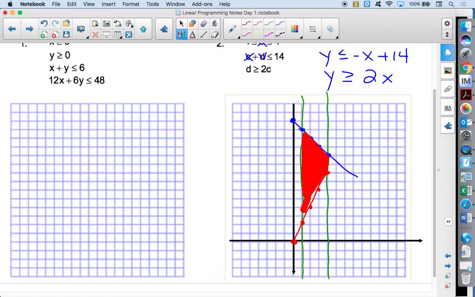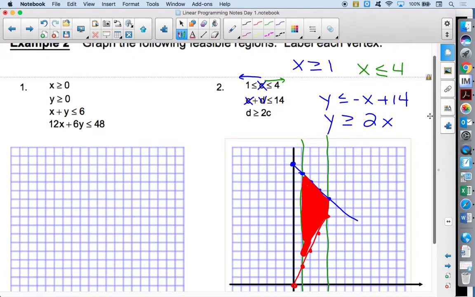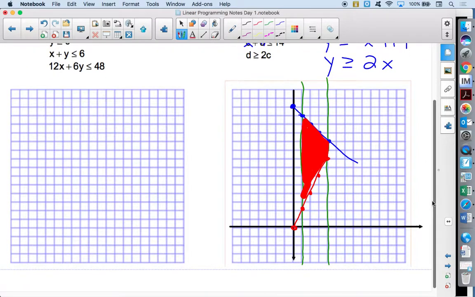Alright, so there's my shape. And then the very last thing that you're asked to do is just to list the vertices. So this is what like the majority of your homework is going to be like. You're going to draw or graph your lines, create your shape, some kind of shape or feasible region, and then list the vertices. What do we have, 7 problems tonight?